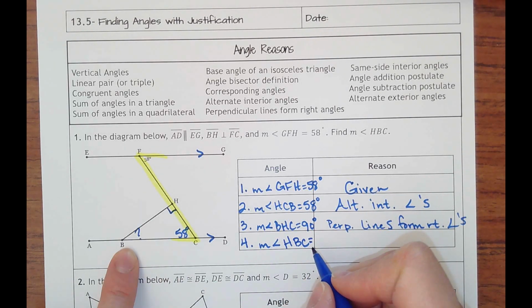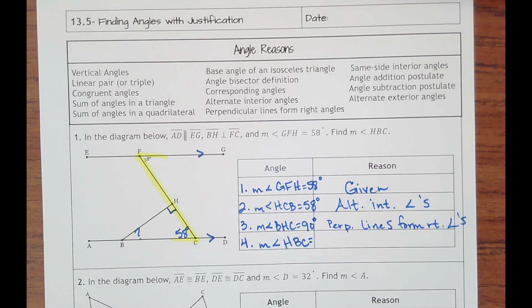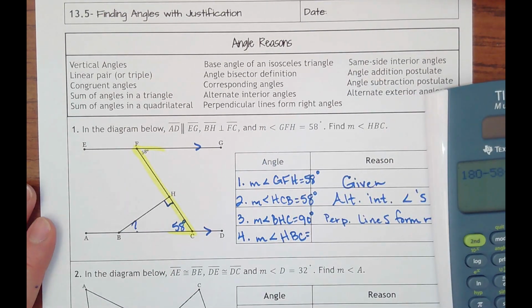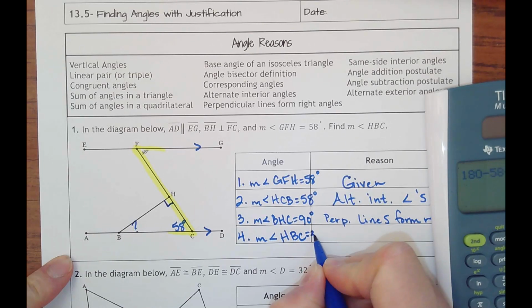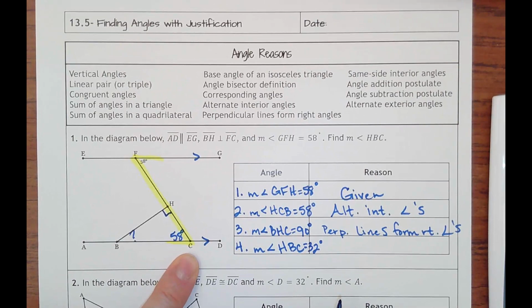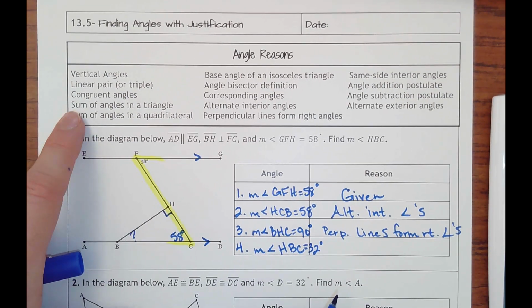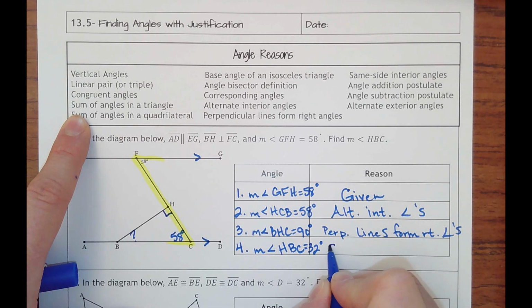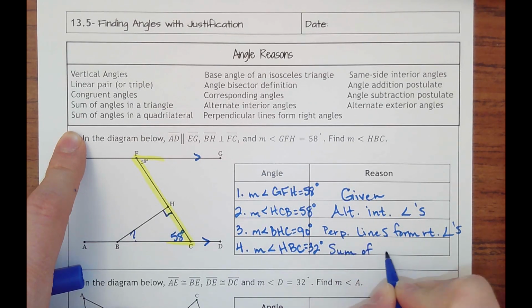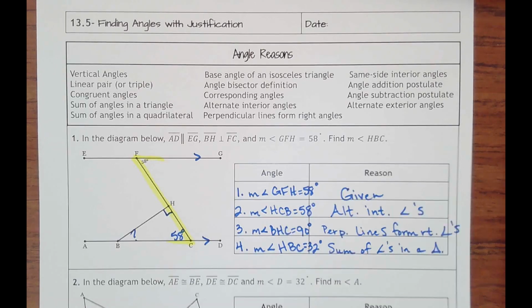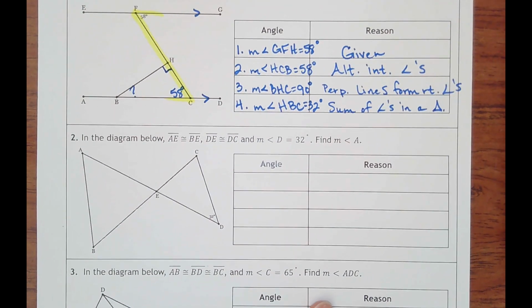Because all I have to do is take 180 minus 58 minus 90, and I get that to be 32 degrees. And how did I know that? Well, I knew that there's 180 degrees in a triangle, so I would say sum of angles in a triangle. So anytime that you're using the 180 degrees in a triangle, so you're subtracting the angles you know from it, that would be the reasoning.